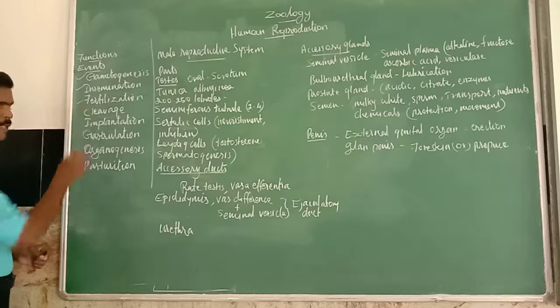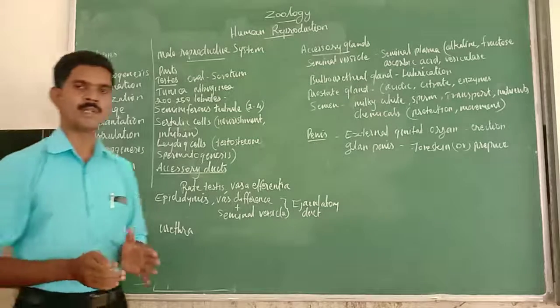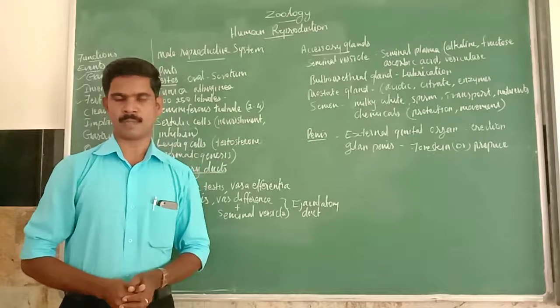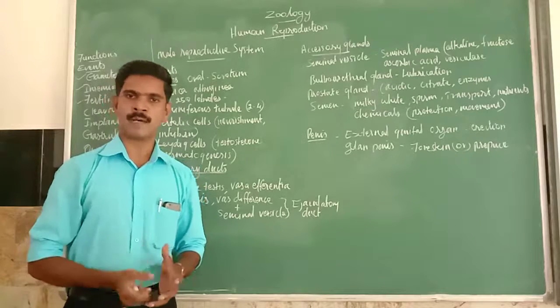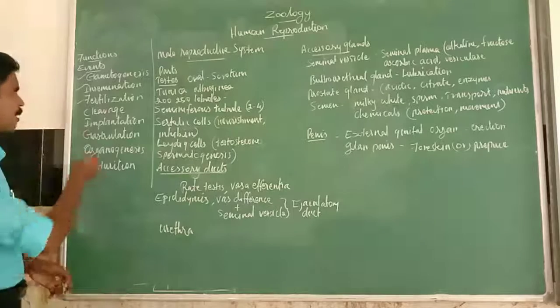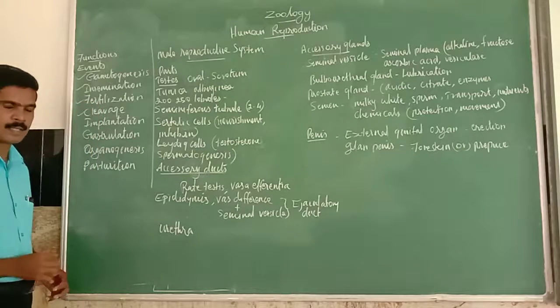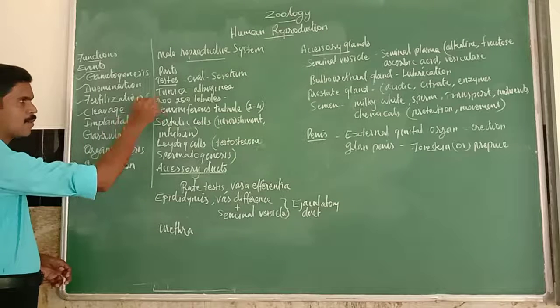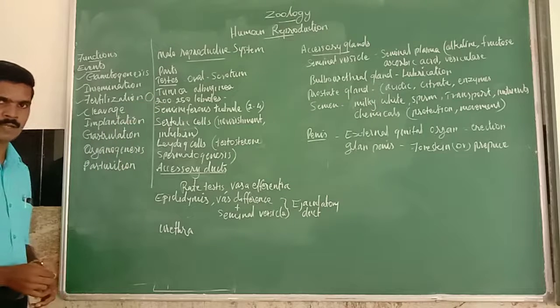Then the third one is fertilization. The process of fusion of both male and female gametes is called fertilization. The fusion or joining of sperm and ovum is called fertilization. And then cleavage. At the end of the fertilization process, a new stage is formed. It is called the zygote.